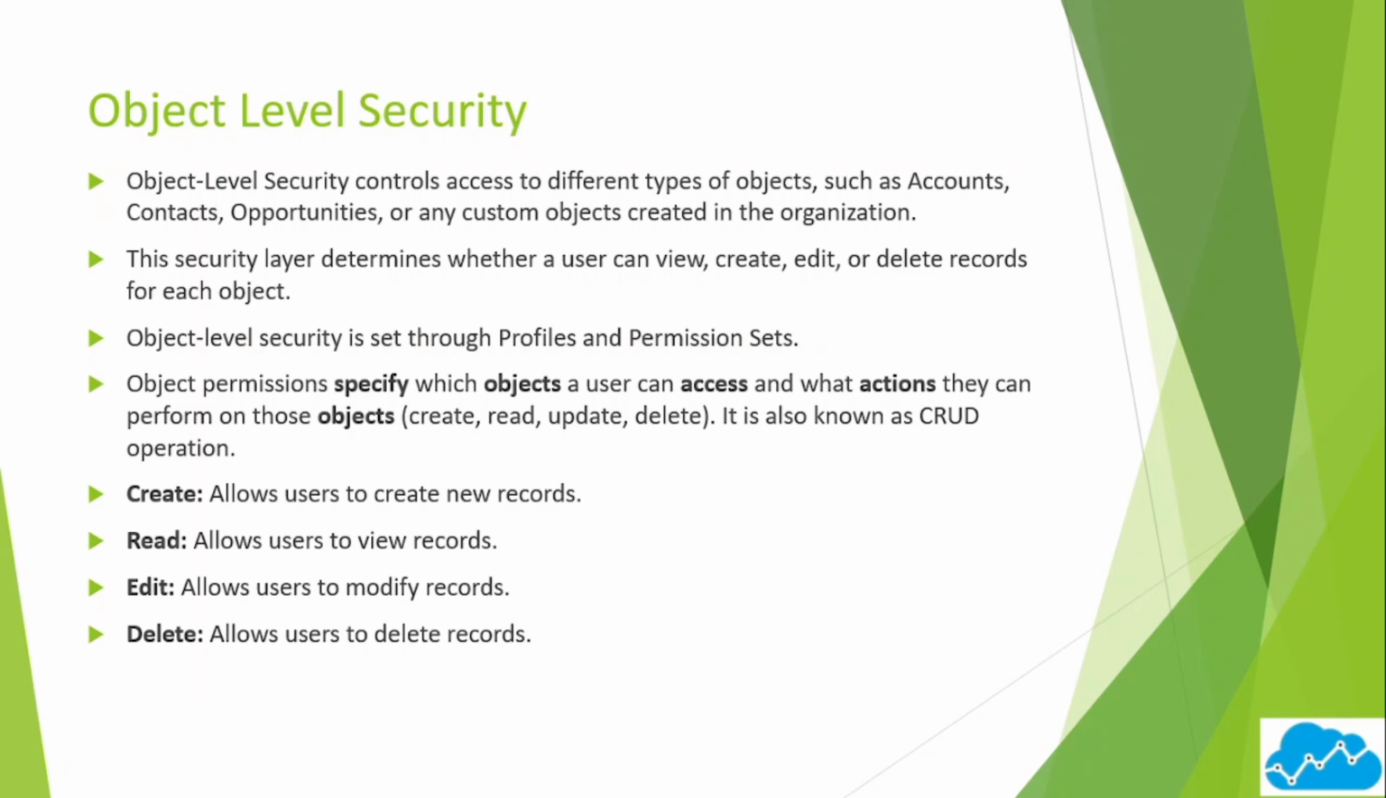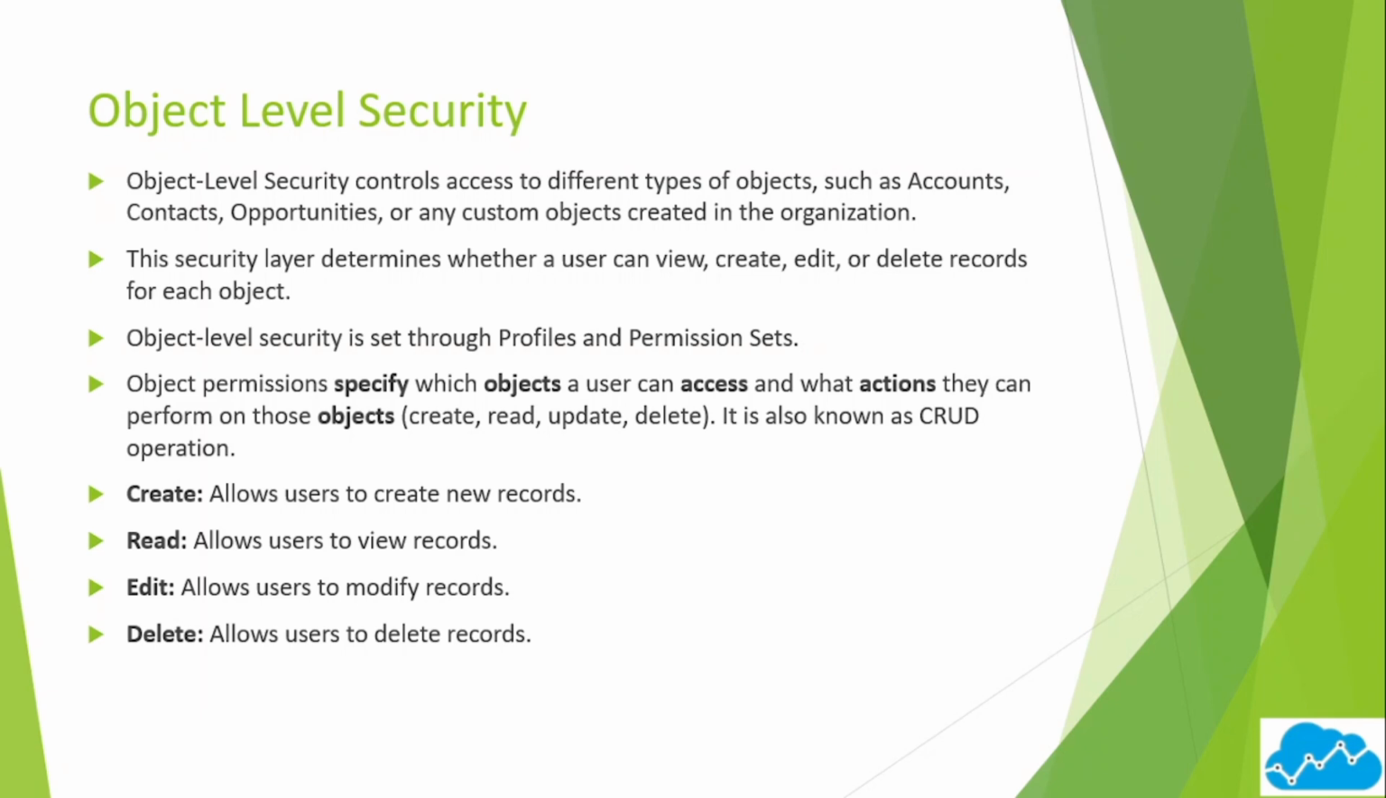In the profile there are so many settings provided. And for a permission set, if some extra set of permissions is needed for a particular user, then we are not going to change the profile for that user. Simply we create a permission set with the extra permissions and assign it to that particular user. Object permission specifies which object a user can access.